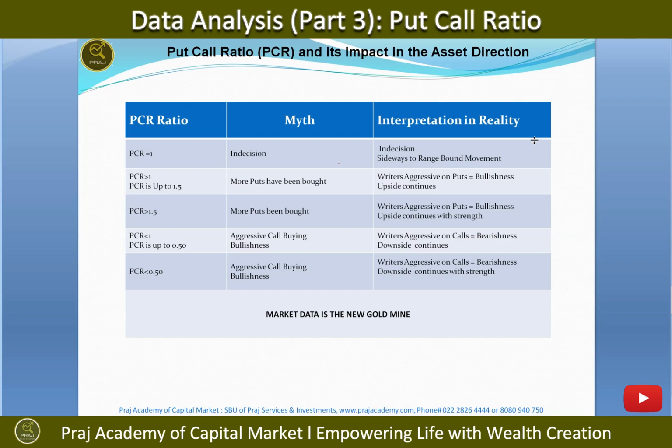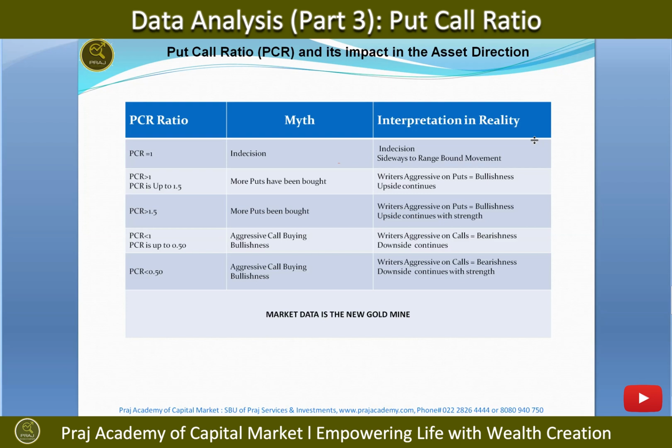And if the put call ratio is less than 0.5, we say the writers are more aggressive on the call side. That means they are bearish, and the downside will continue with more strength.